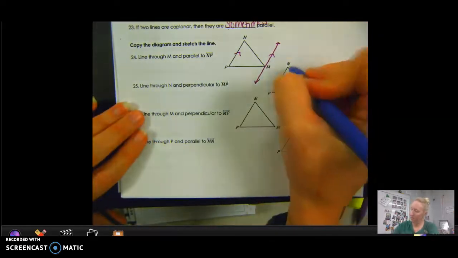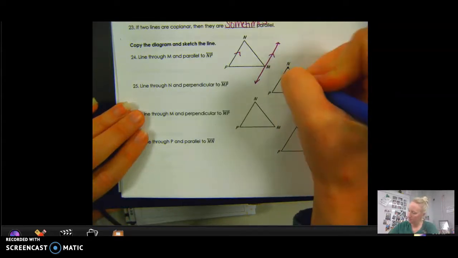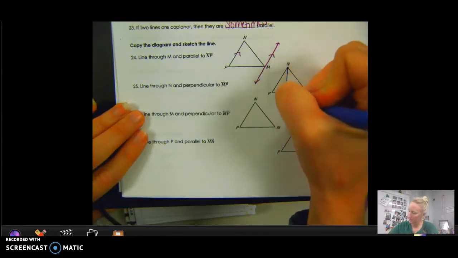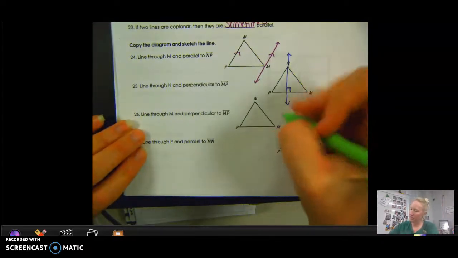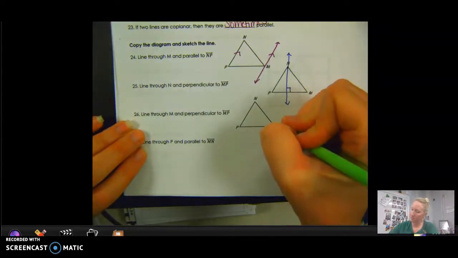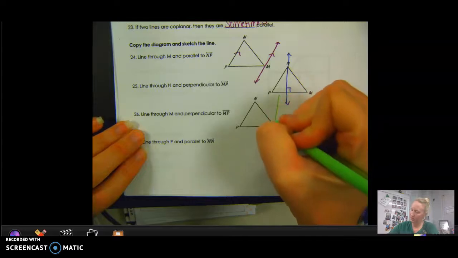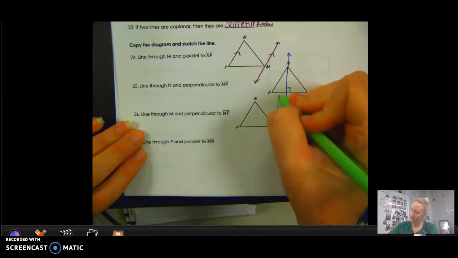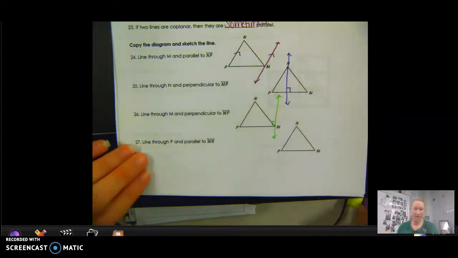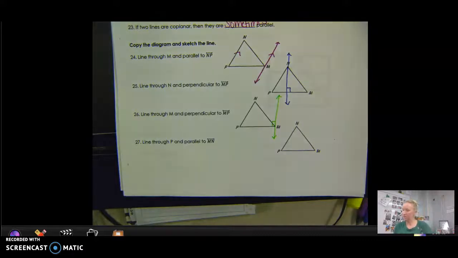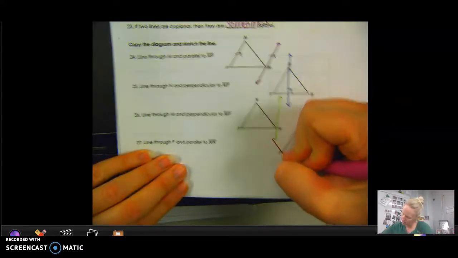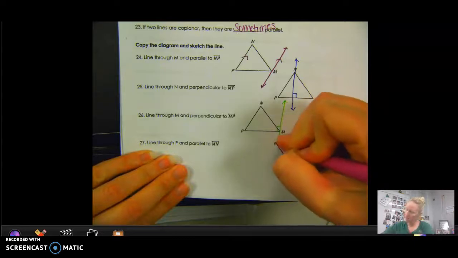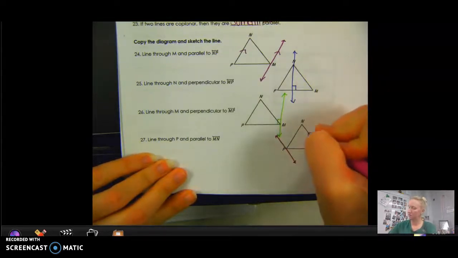A line through N, so here, perpendicular to MP. So I want to go straight down and hit it at a 90-degree angle. There we go. A line through M, perpendicular to MP. So we want it to be perpendicular to that. Draw my 90-degree angle. And then the last one is a line through P that's parallel to MP. I'm going to go through here, and I do that. And parallel, so I have to show the markings.